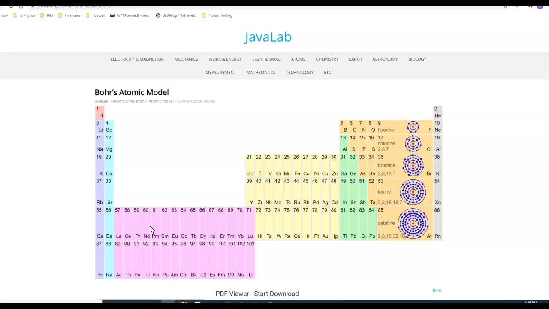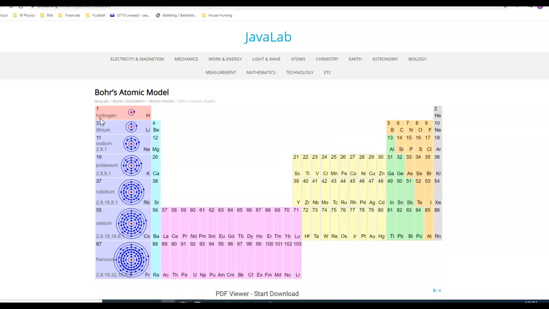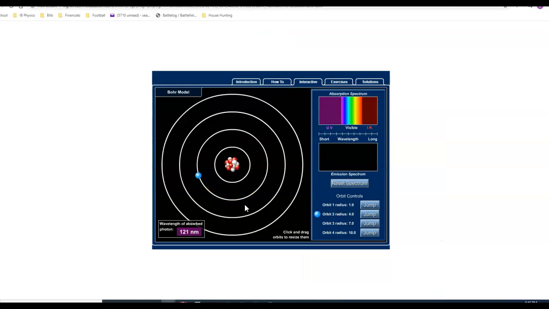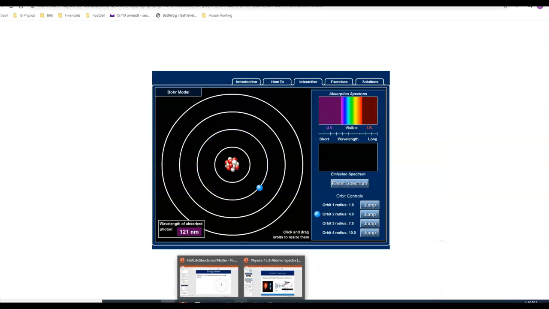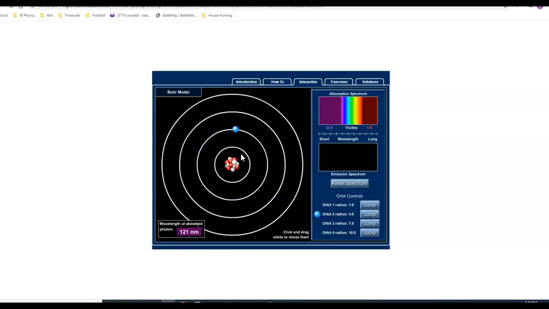Now again, this is not very realistic because, well, we'll talk about why it's not realistic later. The Bohr model has its own issues. But that's basically what the Bohr model looks like relative to the Rutherford model, where the electron could be wherever it wanted to be.